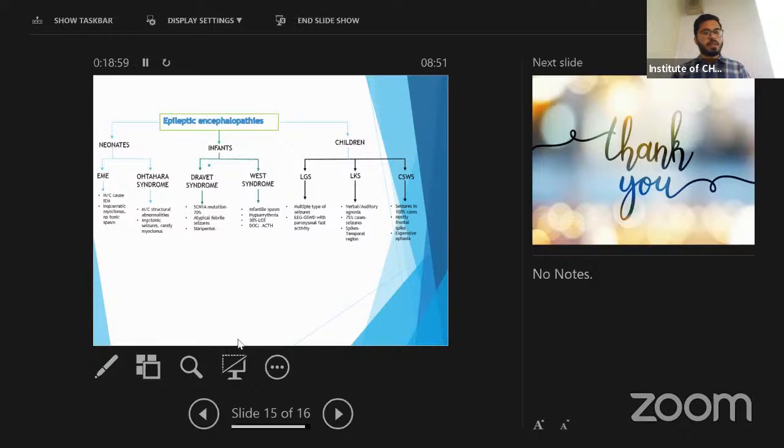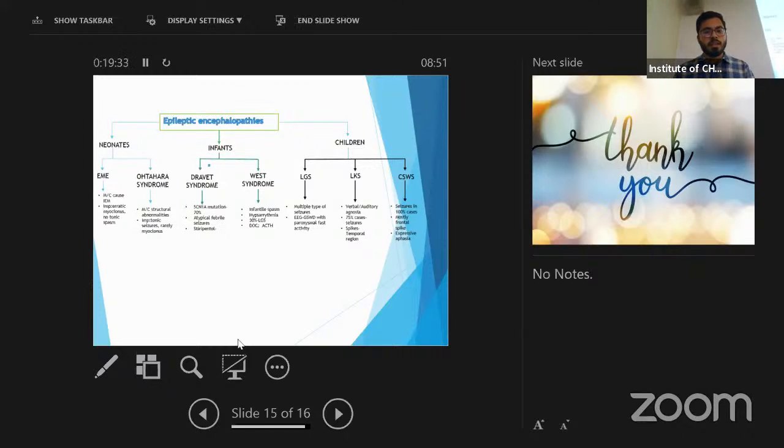In case of infants, there is Dravet syndrome and West syndrome. In Dravet syndrome, the most common mutation is SCN1A, and atypical febrile seizures are seen. The recently approved drug is stiripentol. In West syndrome, there is the classical triad of infantile spasms, hypsarrhythmia, and neurodevelopmental delay. In 30% of cases, it may lead to Lennox-Gastaut syndrome. The drug of choice is ACTH.